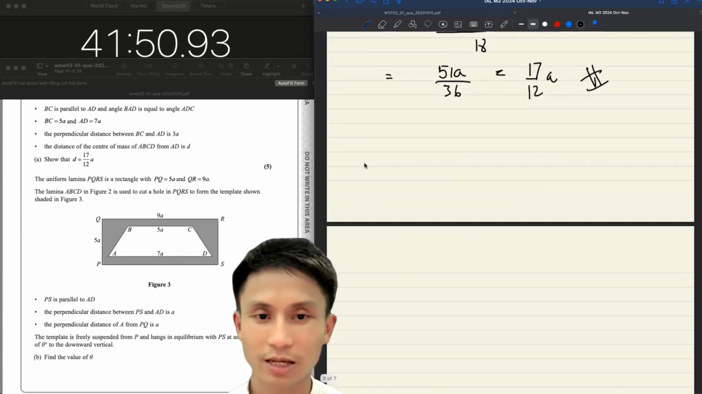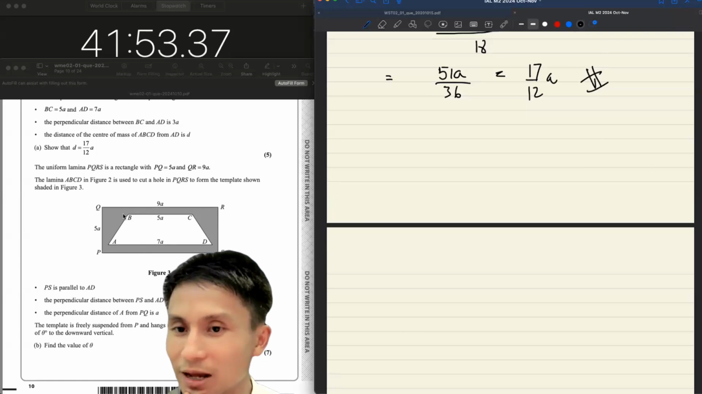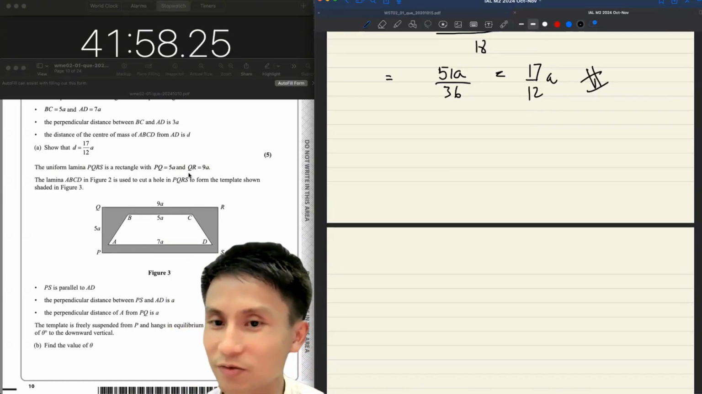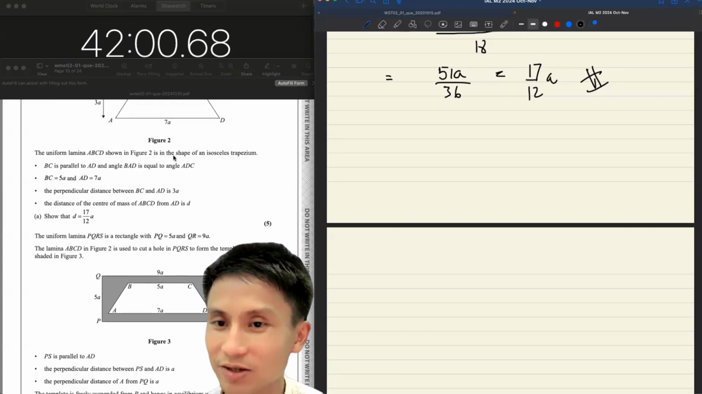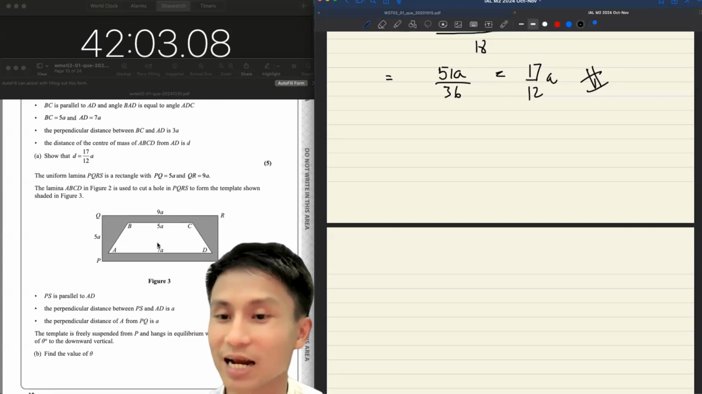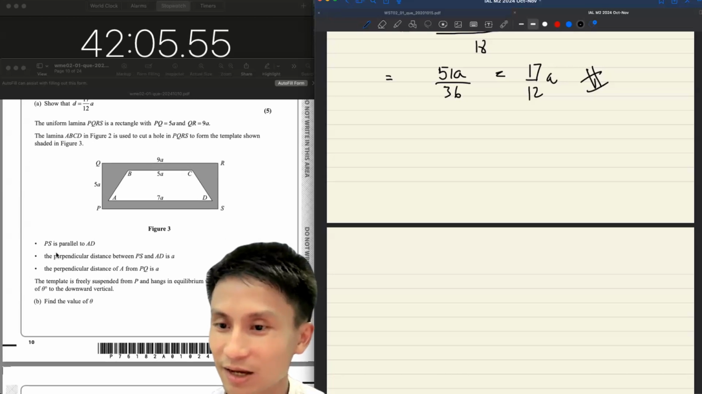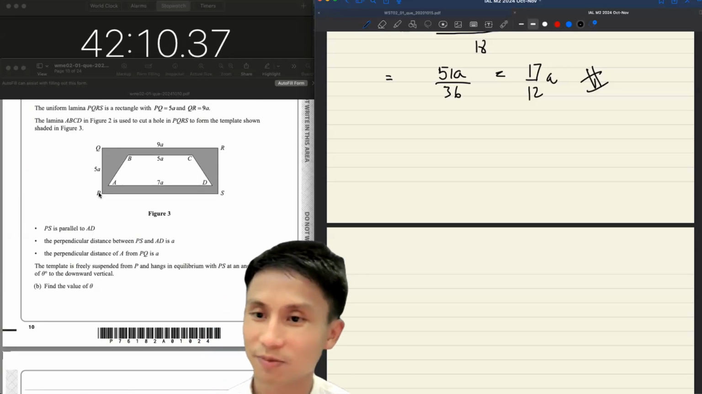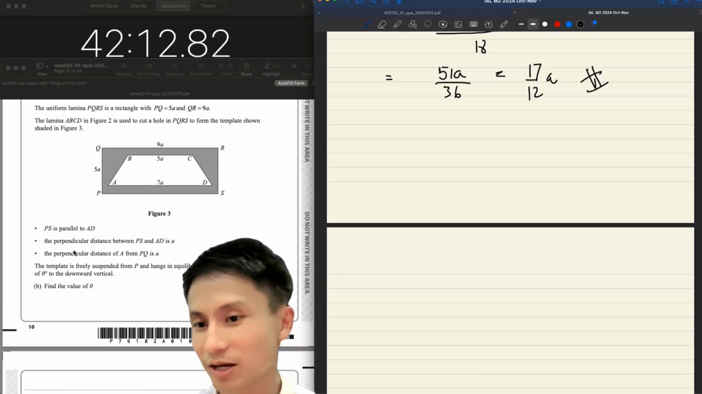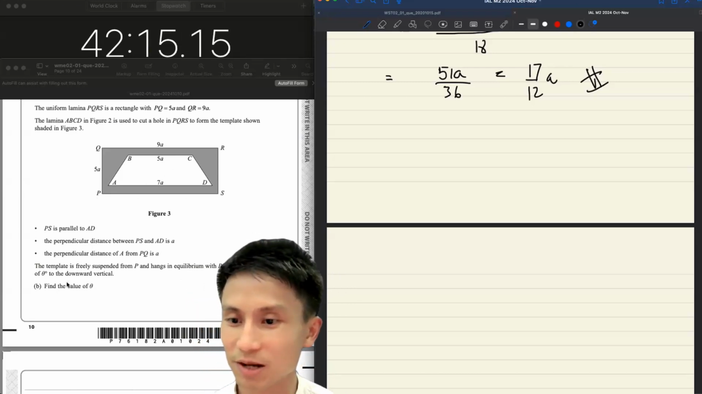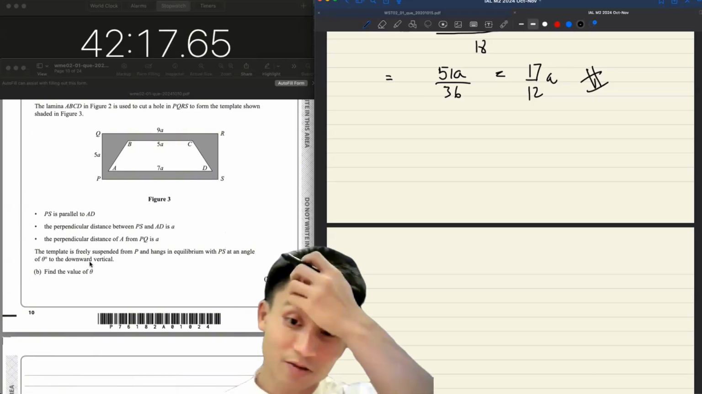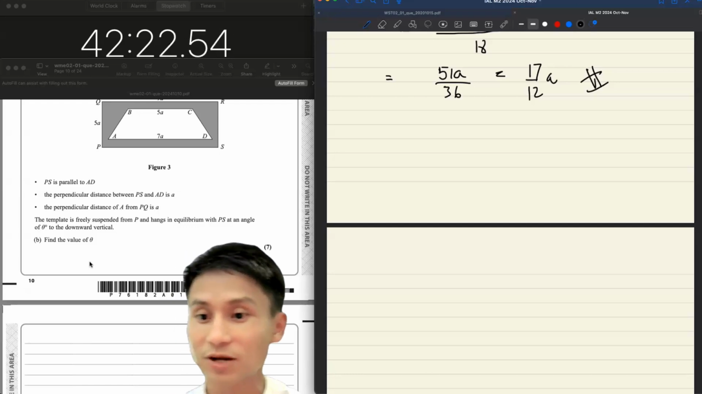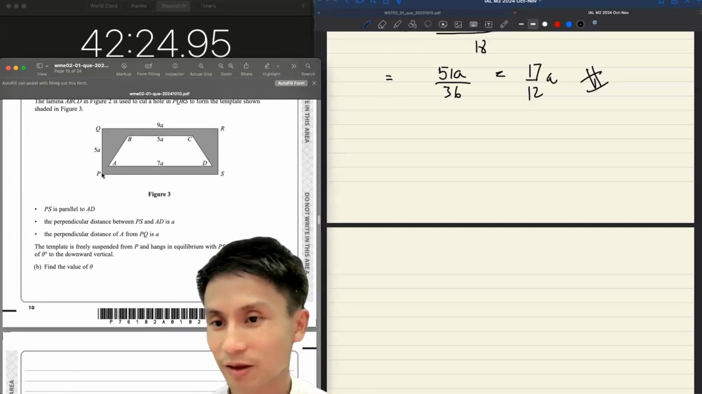Then now we have part B. So what do we do with B? The uniform lamina is a rectangle, but now we have a different shape. So it's like taking this shape as a cutout, basically. PS is parallel to AD now. The perpendicular distance between and so on. So this is finding the angle. The template is suspended from P.